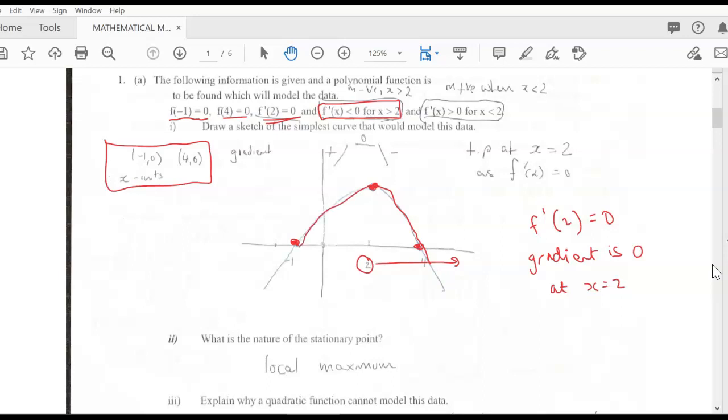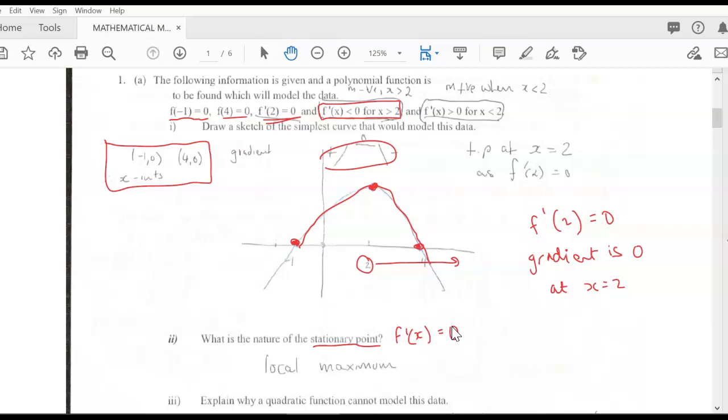So there it is. And you could draw a sign diagram, which we've got here as well. So your turning point at x equals 2 is f'(2) = 0. So there's your curve. All right. What is the nature of the stationary point? So your stationary point is when your gradient is equal to 0, okay?